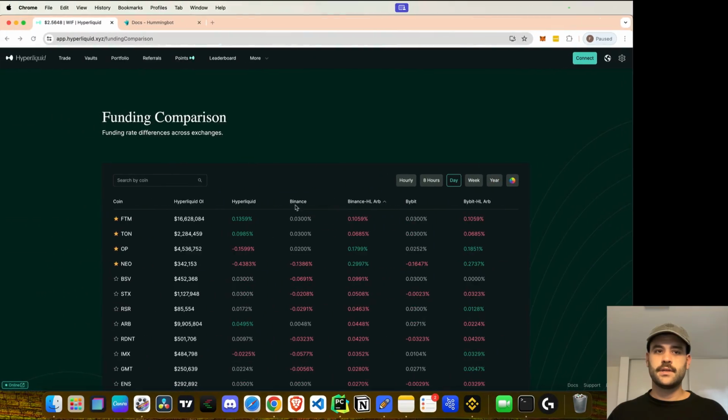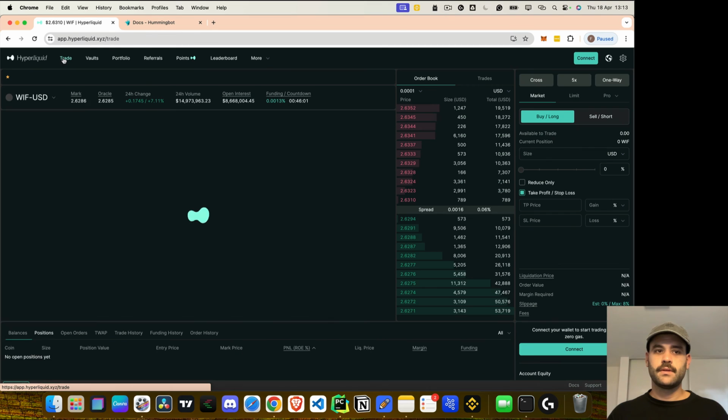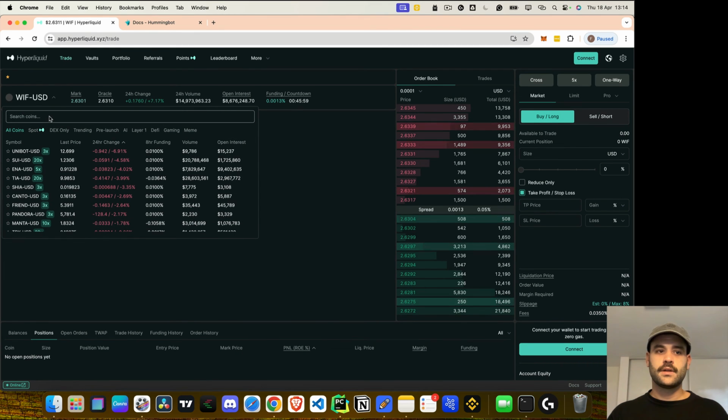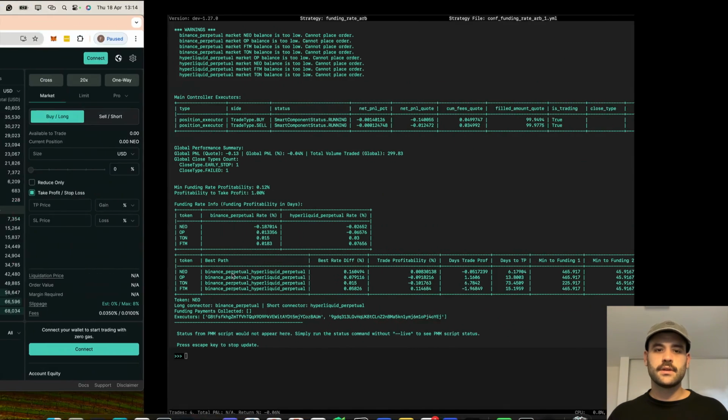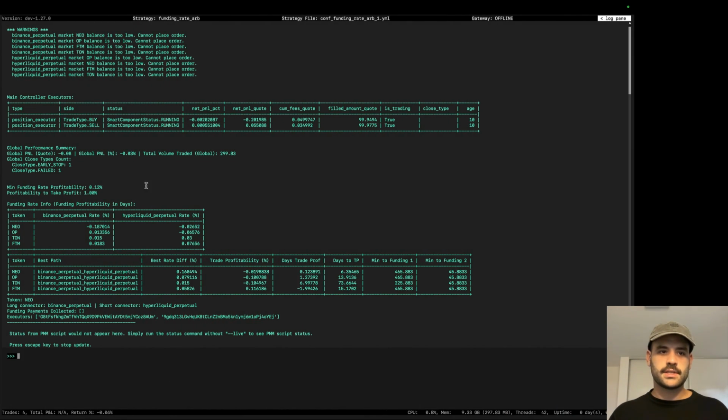As you can see in Hyperliquid, we go to trade, and let's go to, I think the Neo will be the one that is going to be executed. But yeah, actually it started. As you can see, it started. In Neo we have a profitability of 0.16 that is greater than 0.12. That's why it started on that.